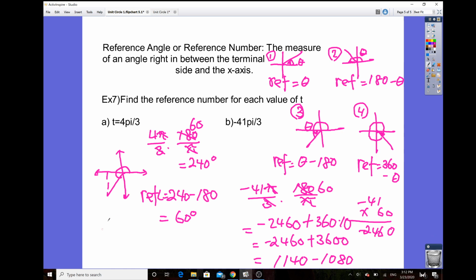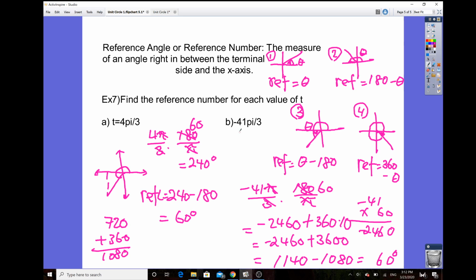Okay, let me just check that I'm doing it correctly. 720 plus 360, so that's 1080. Once you subtract this one, you'll get 0 for the ones place. For the tens, you get 14 minus 8, which is 6. And then 10 minus 10, that's nothing. So that means the reference angle would be considered 60 degrees.